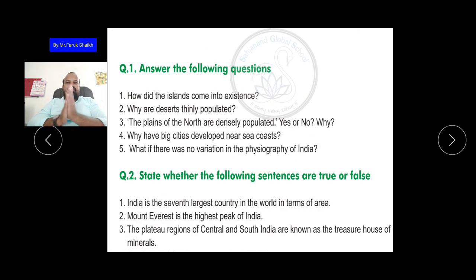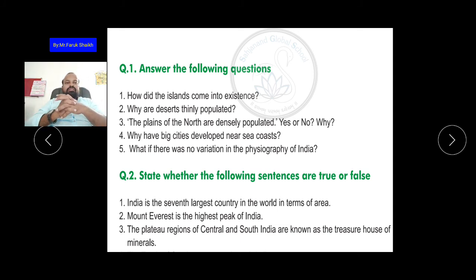Okay, and here are the answers to the following questions. This is the exercise given here. So how did the island come into existence? The land body, while it is submerged into the oceans, and the upper part of it is surrounded by the water bodies, that is called an island.